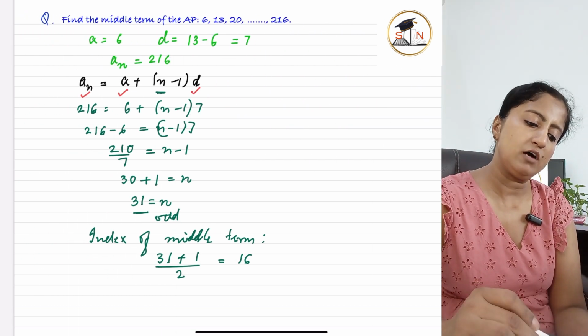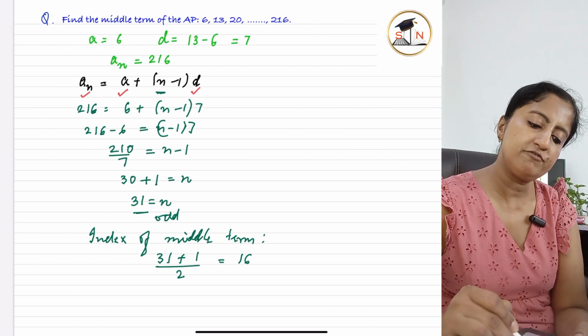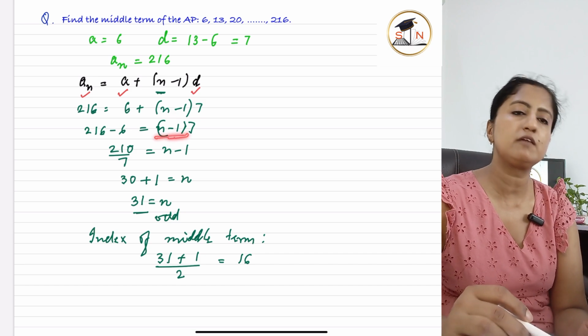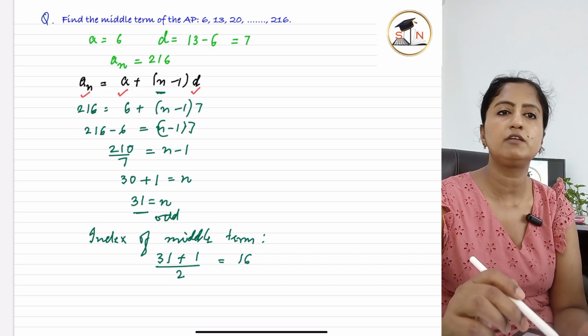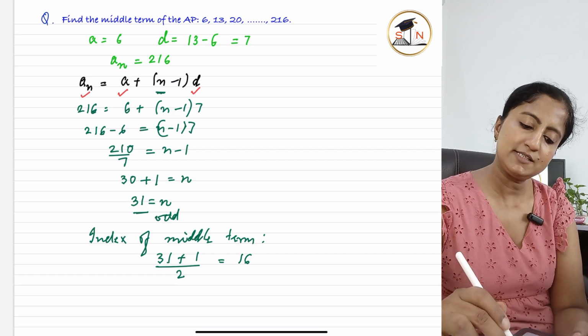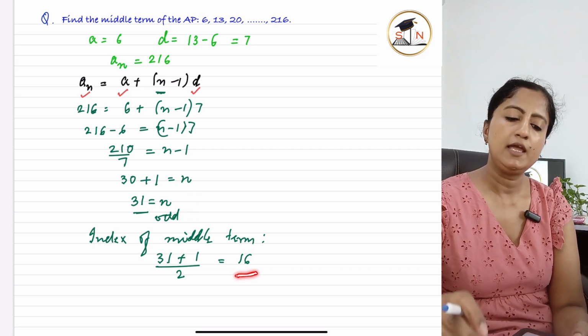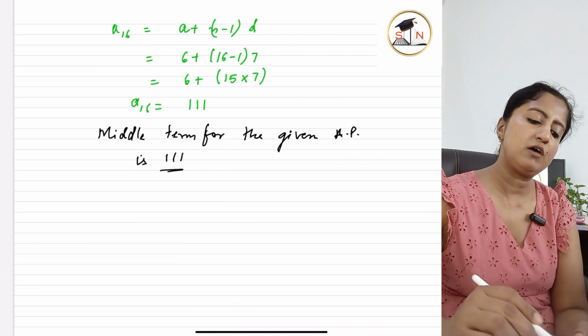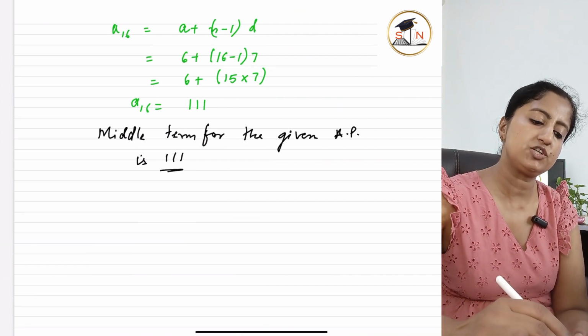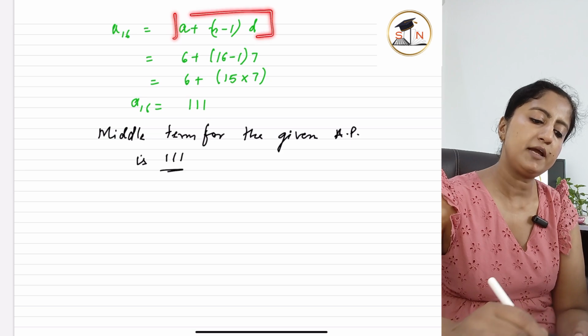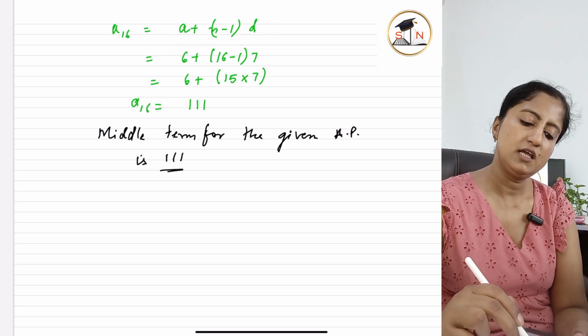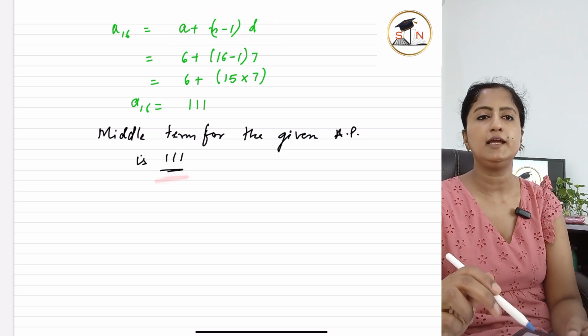So in this question, we had done various things. First, we found out the value of n for the overall AP because we were given the last term. We were not given the value of n. Since n was odd, we found the index for the middle term, and as a last step, we found the middle term by using the relation a plus (n minus 1)d, and hence the value came out as 111.